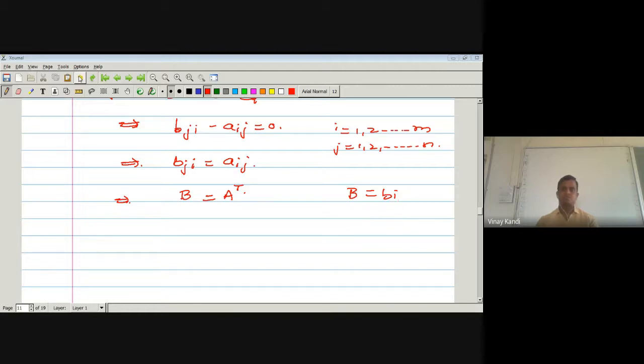This is Bji, that means B transpose, and this one is A. That implies B is equal to A transpose. What is B? Matrix of T transpose with respect to beta 1 star and beta star. And what is A? Matrix of T with respect to beta and beta 1. Is it correct? Any doubt up to here?